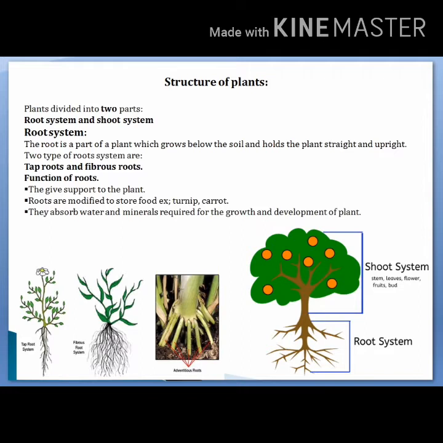Fibrous or adventitious roots. Some plants like grass do not have the main root. Instead, a bunch of roots arise from the base of the plant. These spread out in the soil and give support to the plant. So such roots are called fibrous or adventitious roots.